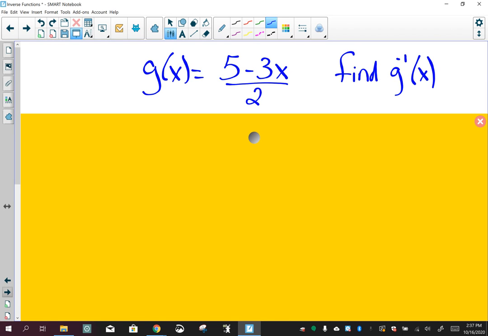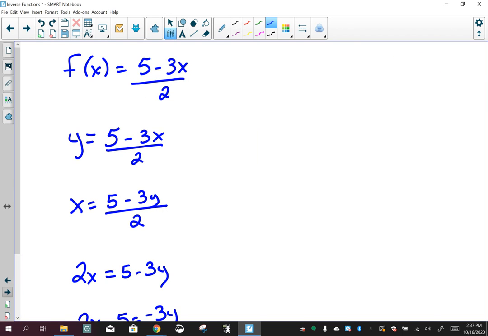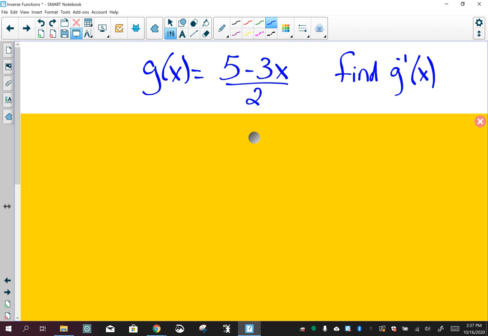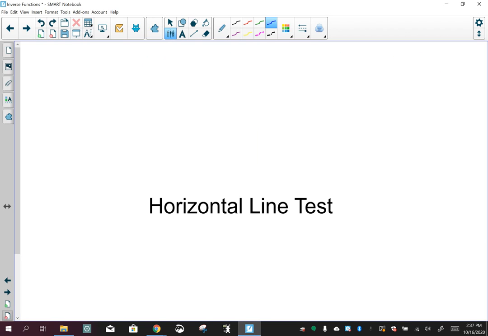Oh, I guess I did that one. Yep, I actually did that one. So we're not going to worry about that one. Let's talk about the horizontal line test.